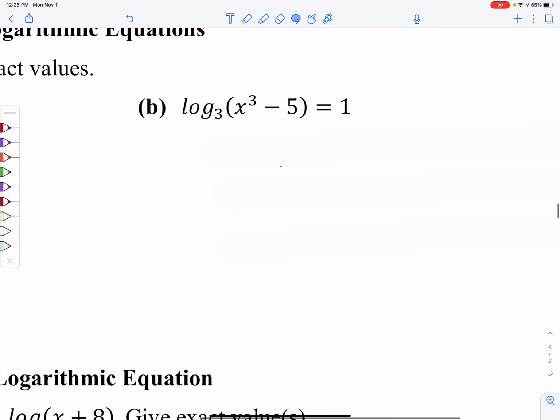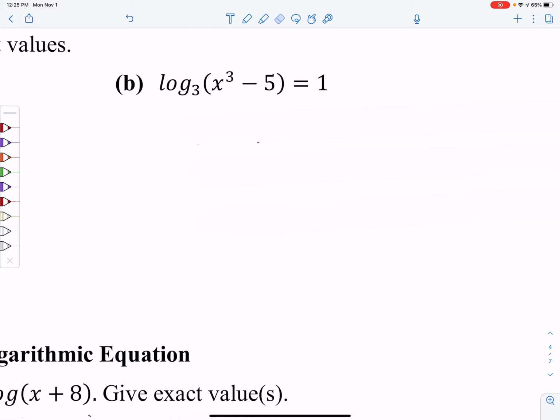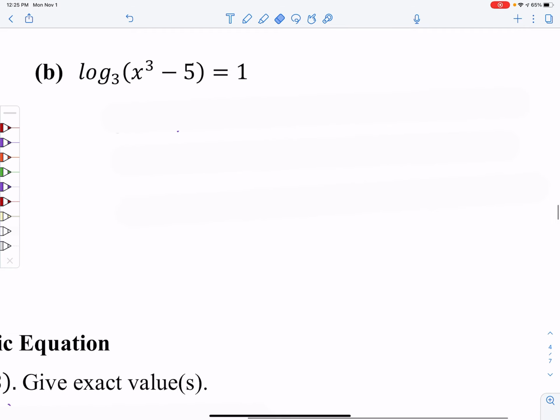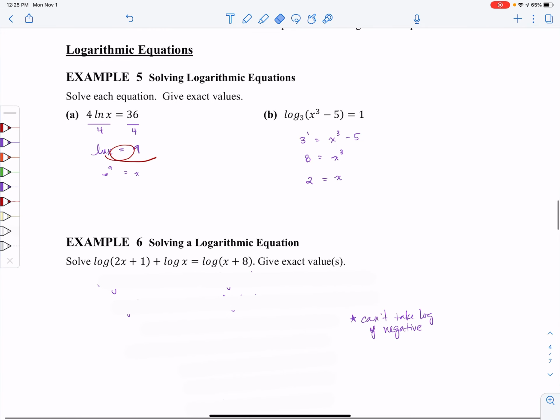All right, let's go over to part B then. Part B, we've already established that my log is already alone. And so what we're going to do is we're going to turn it into an exponential and solve. So once again, we're going to start with our base of 3, raise it to the 1st power, make it equal to this quantity. All right, so 3 to the 1st is equal to x cubed minus 5. Let's add 5 on both sides. And then x is going to equal 2. All right, so that's example number 5.